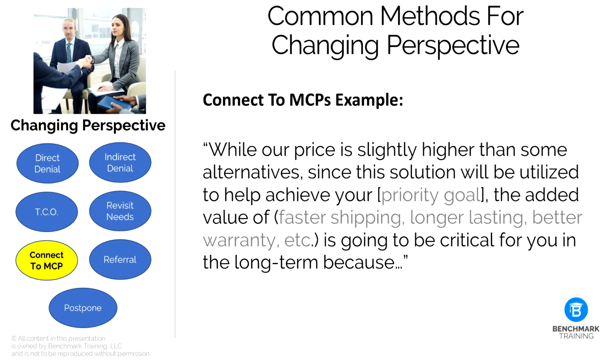While the connect to priorities method has a similar end goal as the revisit needs method, the main difference here is that you have to help the buyer clearly connect how your product is going to help with a bigger picture mission critical priority. For example, if your price is higher due to offering a better quality product, your job is to show the buyer that she needs this level of quality to achieve her priority goals that you unveiled earlier in the conversation.